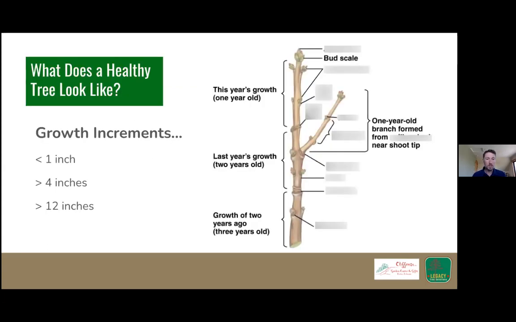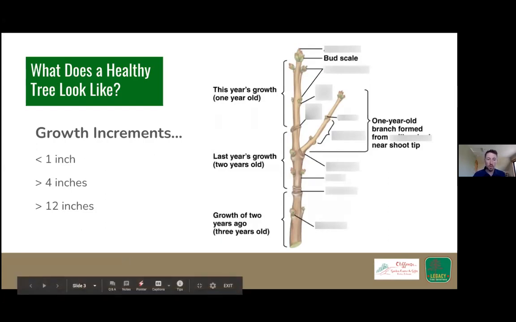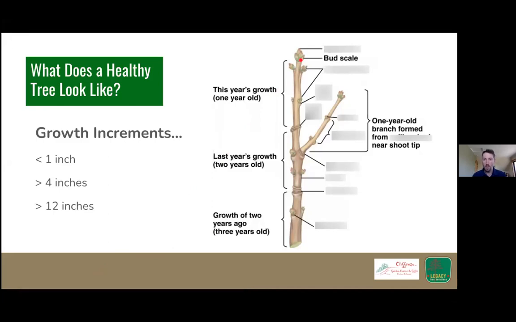Okay, to begin, let's talk about growth increments. A growth increment is the amount that your tree grows in one year, and trees grow from the terminal bud. Trees form a bud scale in the fall and winter, and they put a bud within that bud scale. The bud scale is just protecting it. And within that bud are all the cells that are going to be present for the next year's growth.